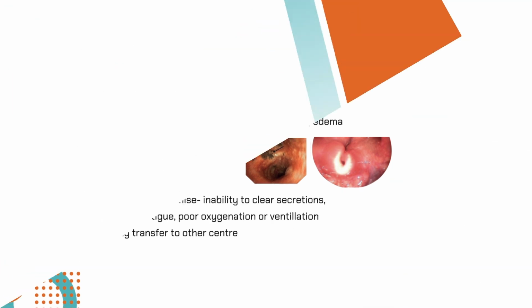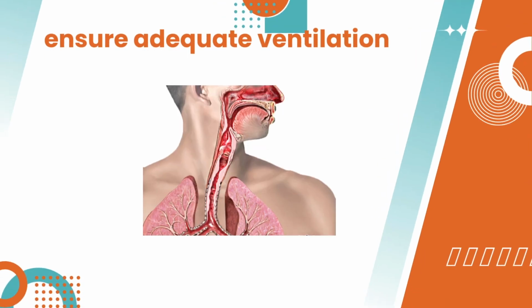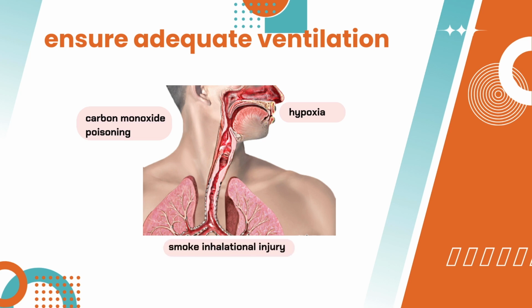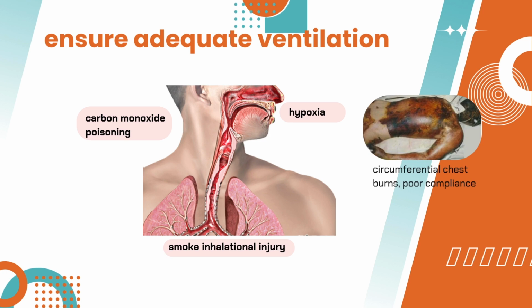Adequate ventilation. Direct thermal injury to the lower airway is very rare and essentially occurs only after exposure to superheated steam or ignition of an inhaled flammable object. Breathing concerns arise from three general conditions: hypoxia, carbon monoxide poisoning, and smoke inhalational injury. In circumferential chest burns, there will be poor compliance of the chest, and it will cause more hypoxia and increased pressures during ventilation. And carbon monoxide poisoning is another problem.